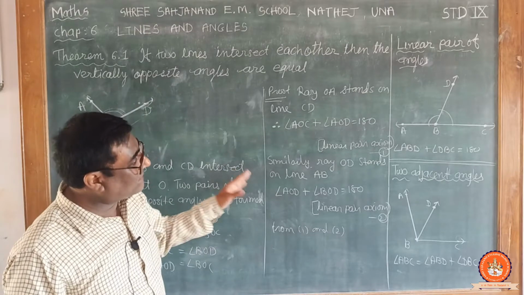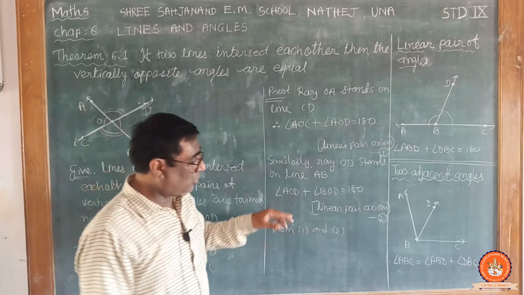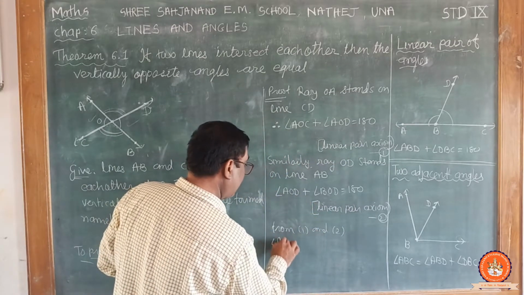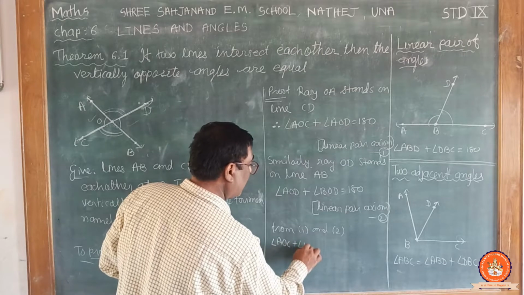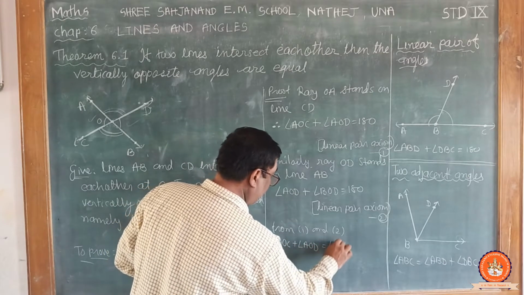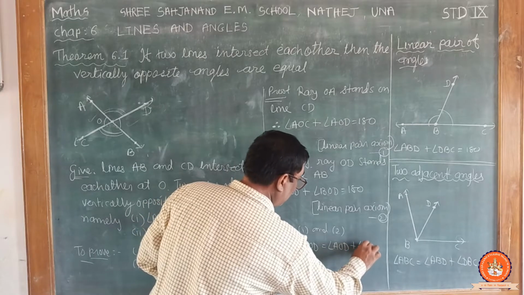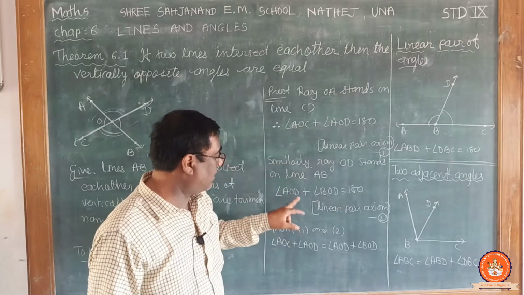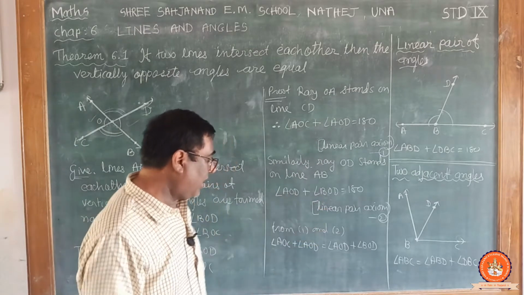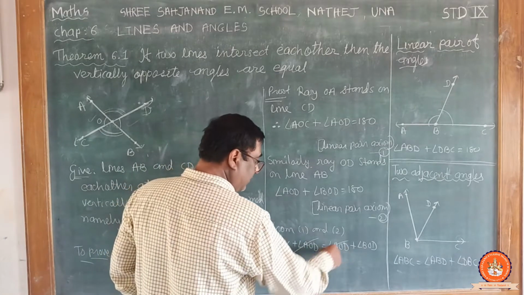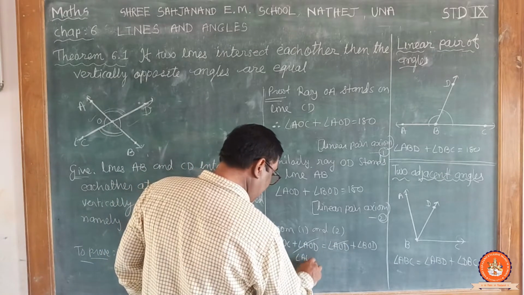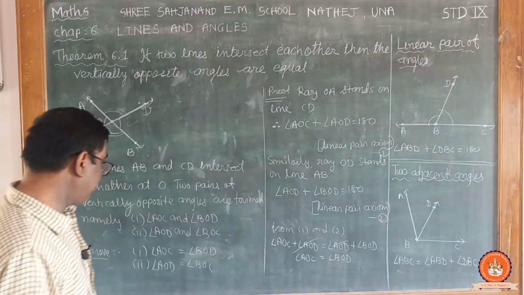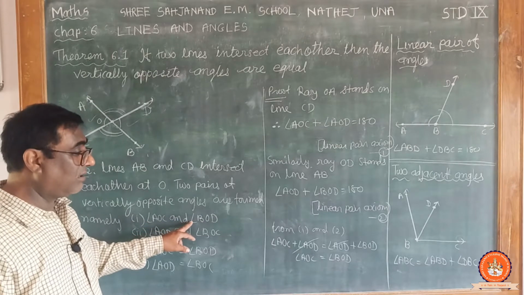In both results the right hand side is 180, both are equal to 180, so the left hand side of both will be the same. So it's angle AOC plus AOD is equal to angle AOD plus BOD, and you can see that AOD is common on both sides. So therefore angle AOC is equal to angle BOD. Hence the first one is proven.